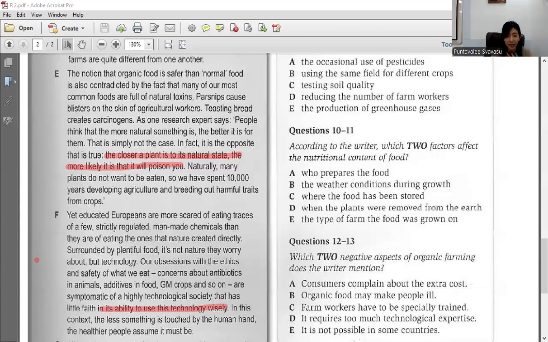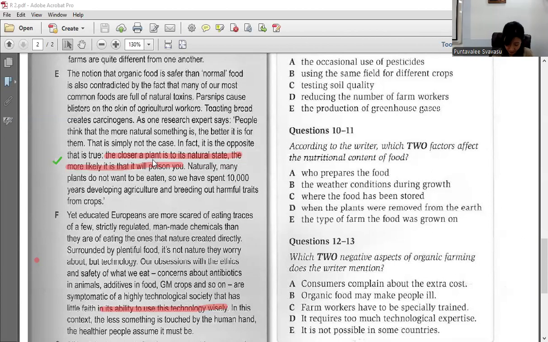Okay, so let's have a look at these two parts for now. I would say this part, "the closer a plant is to its natural state, the more likely that it will poison you," matches choice B. It says organic food, which is kind of like natural thinking, and then they say it will poison you. So this one is correct because it matches choice B, that make you sick, which is like poison you.